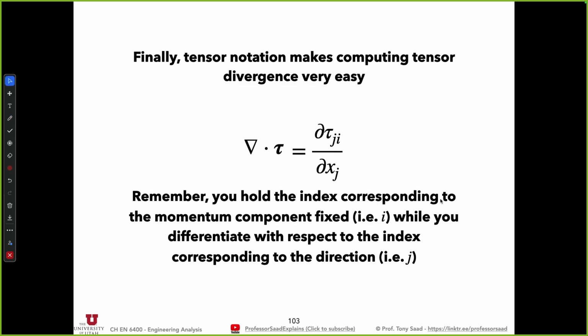Remember, you hold the index corresponding to the momentum component fixed. So you are choosing. So when I say, what is the contribution to the x momentum equation? Then you fix I, because we chose I to be the momentum component, and then you repeat the summation over J. Whatever indices you choose, make sure you understand what is being differentiated with respect to what. A repeated index is going to mean you're summing over that. The other index is going to indicate which component of momentum you are dealing with.